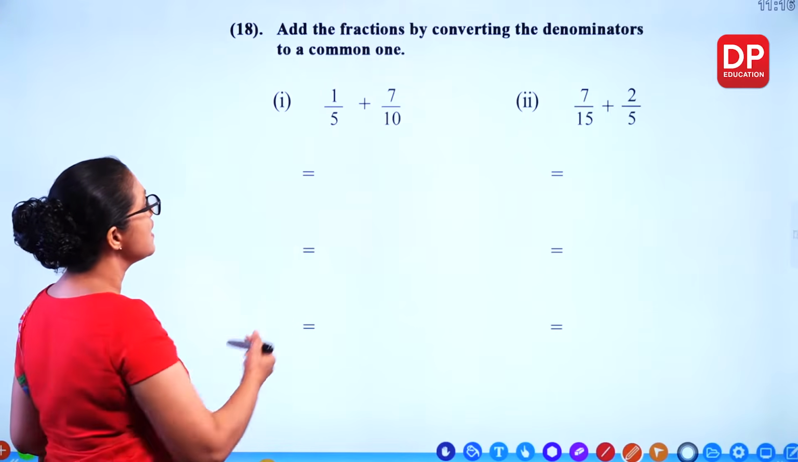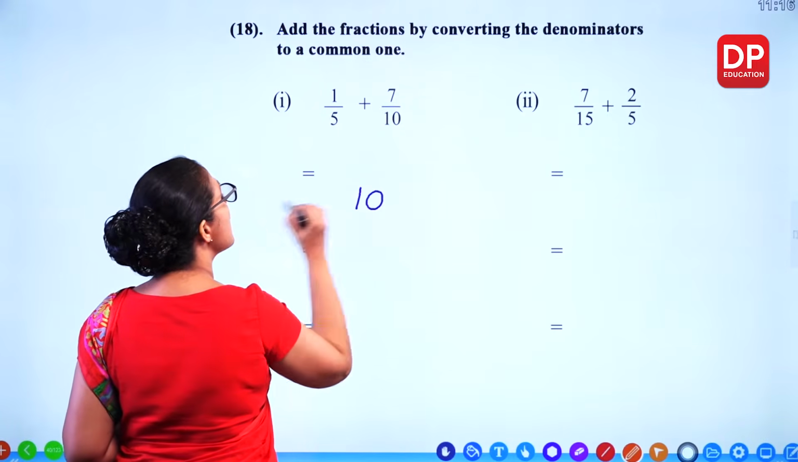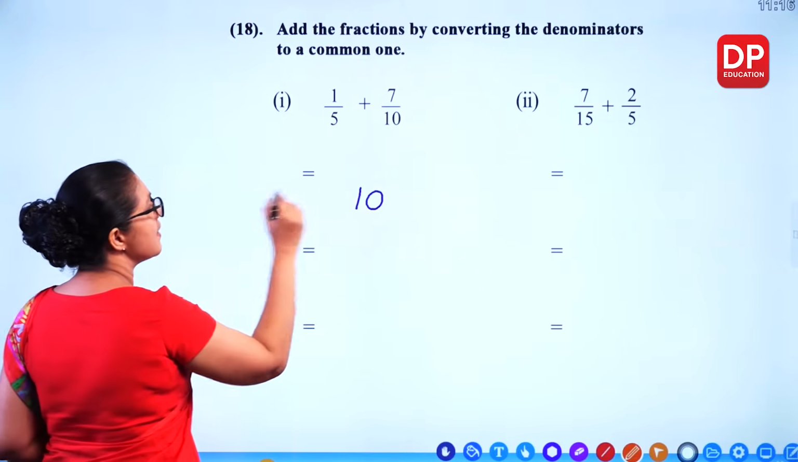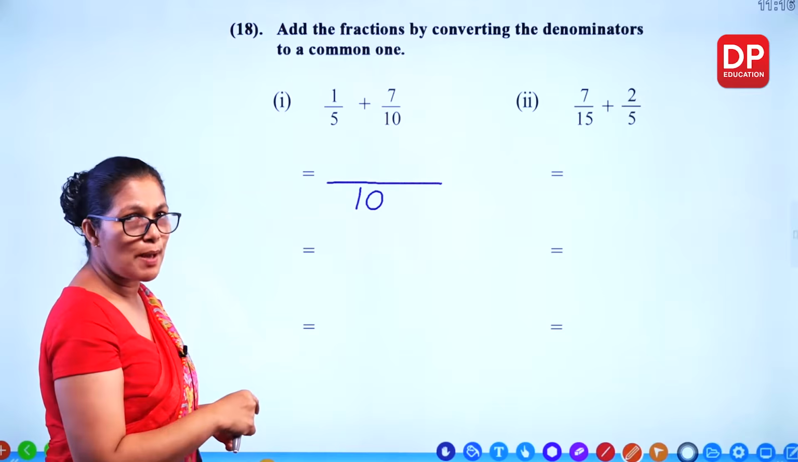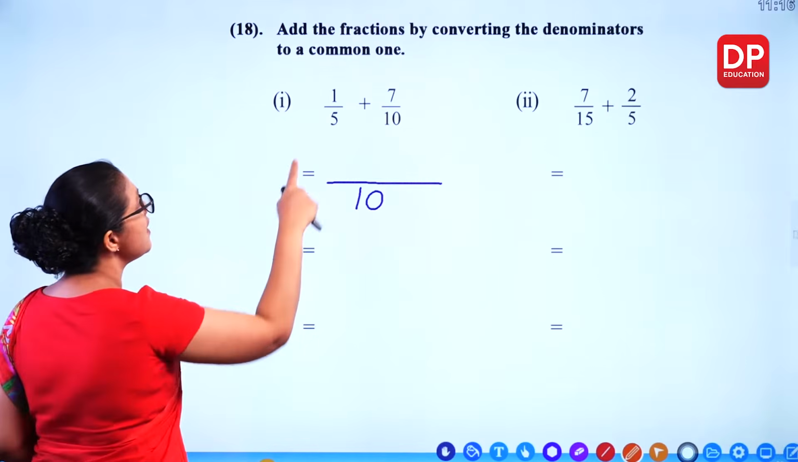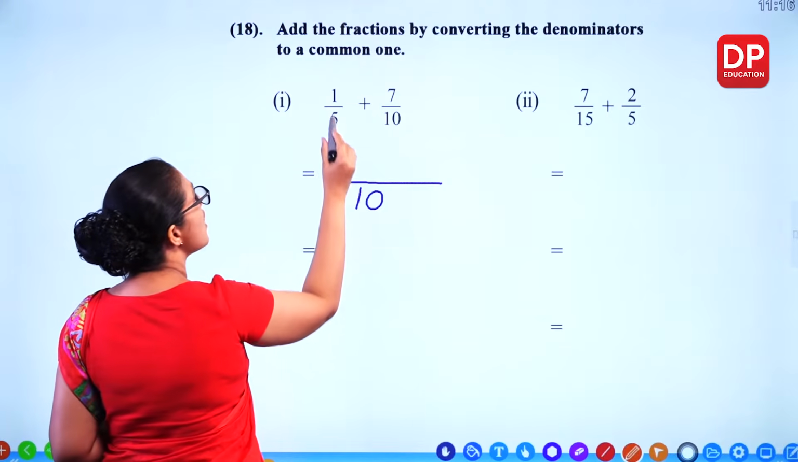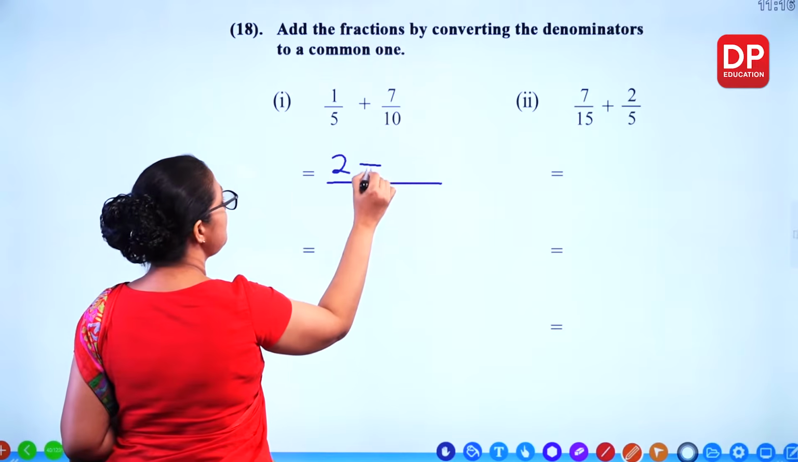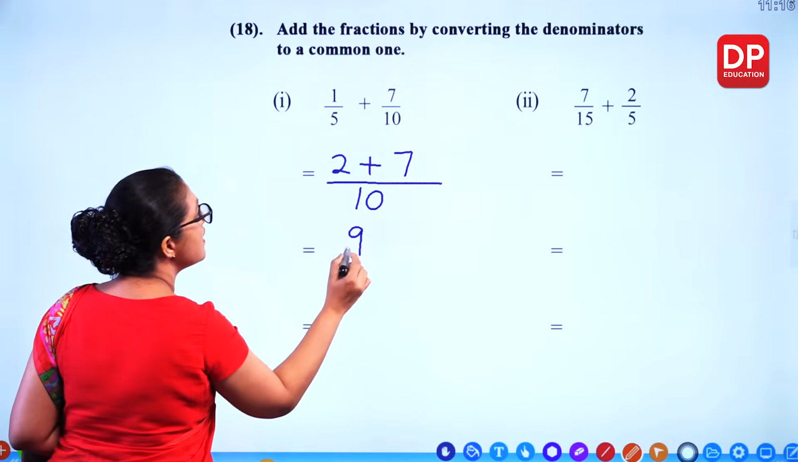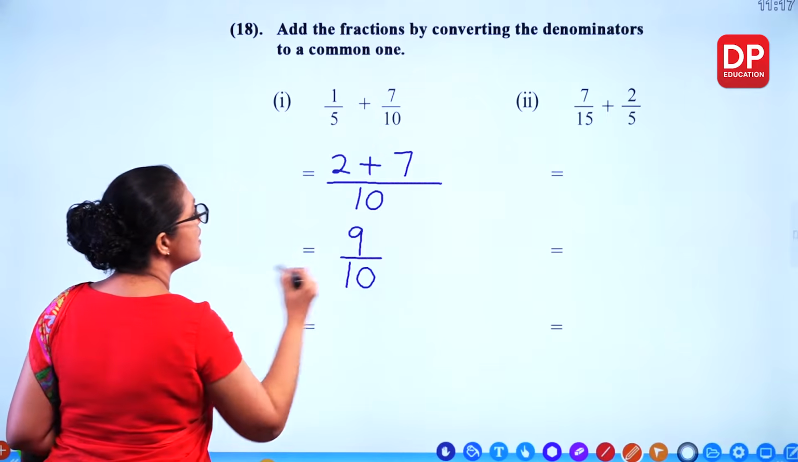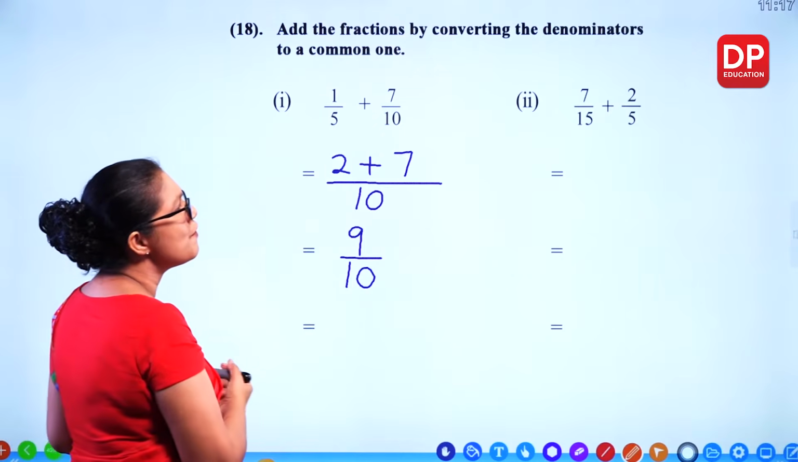5 and 10. How can we convert to the same one? That's 10. So we'll convert 5 to 10 multiplied by 2. So you do the same thing to the numerator. 2 times 1, 2. Now we can add 2 plus 7 is 9. 9 over 10.